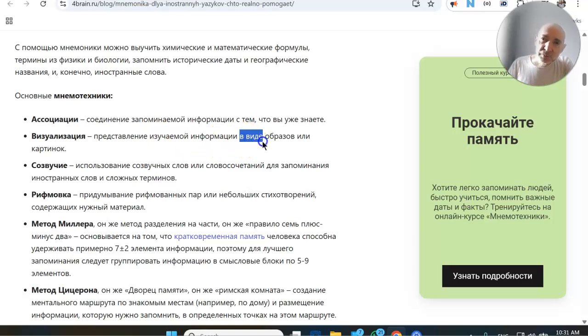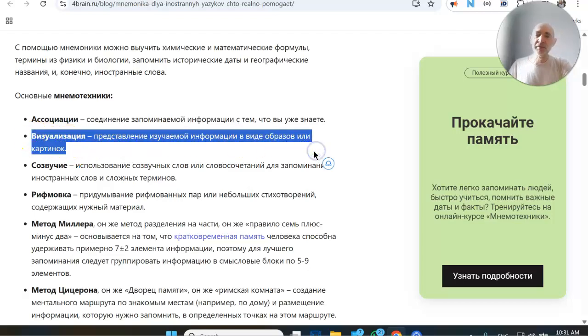В виде means in the shape of, in the form of. So, в виде, please underline, in the form of. Образов comes from образы, which is images. Картинок, basically pictures, like small pictures. So, визуализация, представление изучаемой информации в виде образов или картинок. Visualization. Actually, представление, you might also translate that as presentation. That's gonna be even more precise. So, the presentation of the studied information in the form of images or pictures.